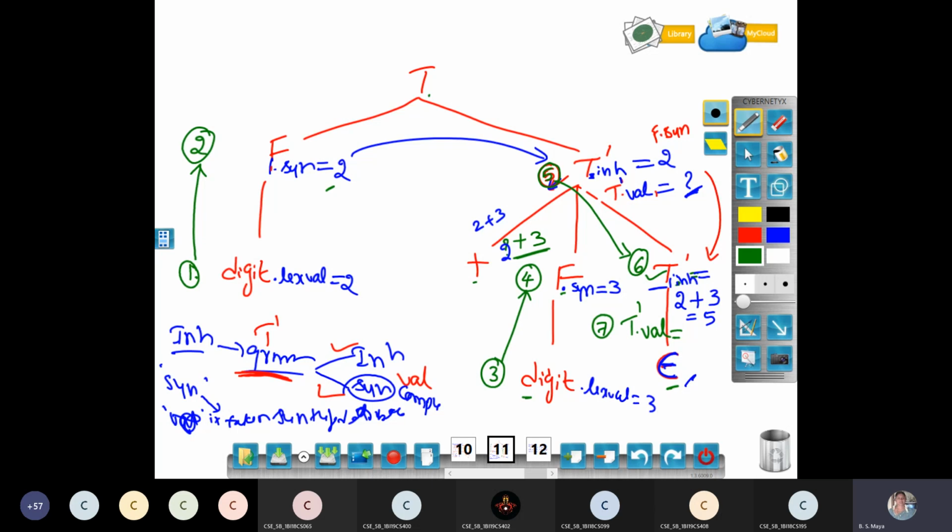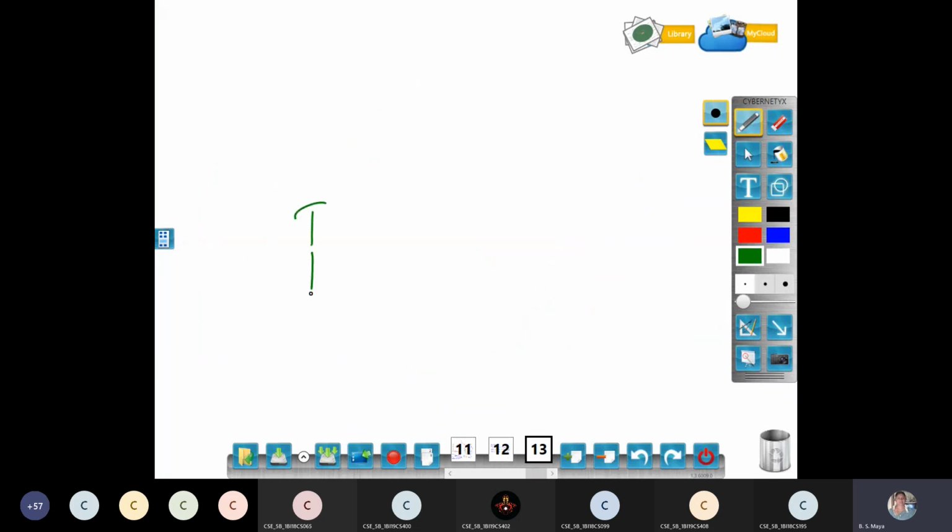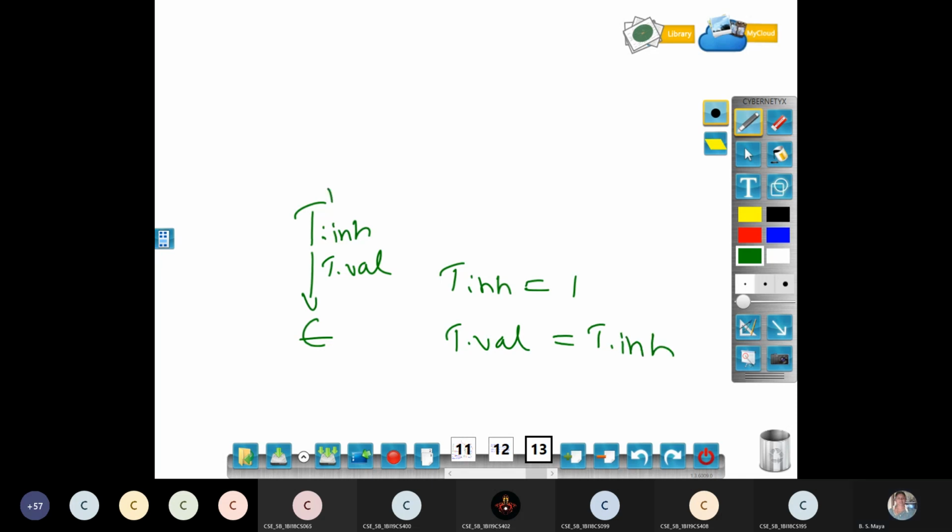See, you have to remember the rules. When the children is epsilon, whatever value is computed for inh, that only you can assign into the synthesis value. That means T dot of val is equal to T dot of inh. So this is in T dash, right? T dash, I got 2 plus 3 is 5.